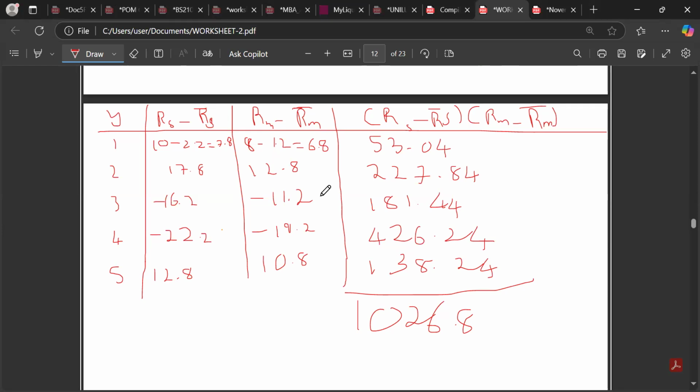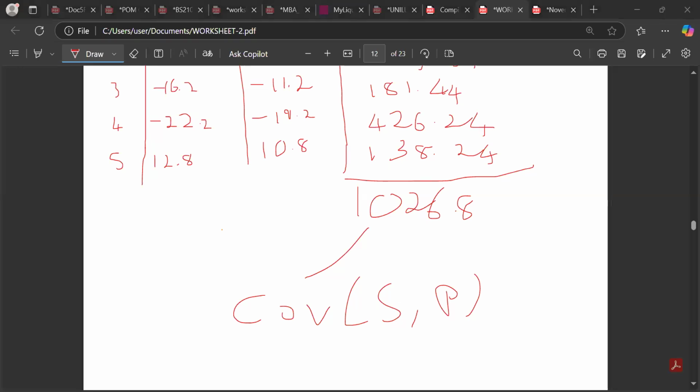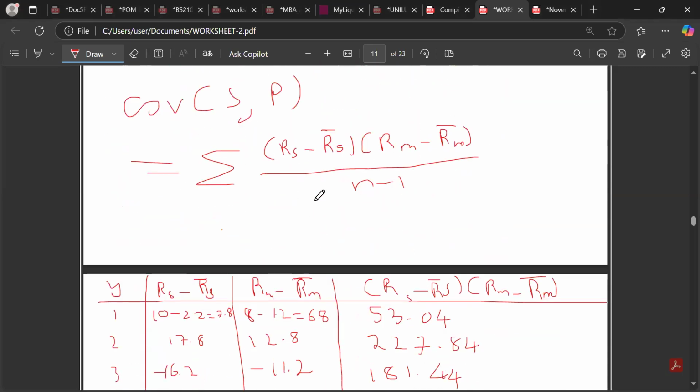So this 1026.8 is what we would coin as our covariance for stocks and the market proxy. Are we okay so far? It's just not the full covariance itself. So covariance now, in this case, remember the formula I gave you before? Covariance is equal to what? The summation of it. So this one is our summation here.